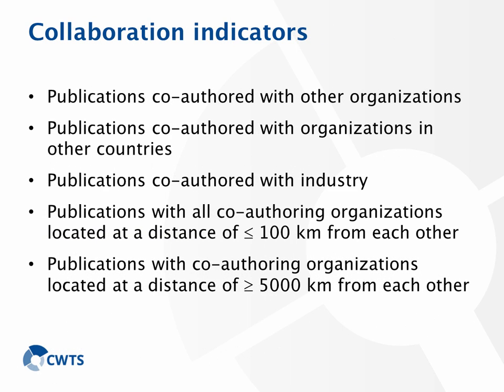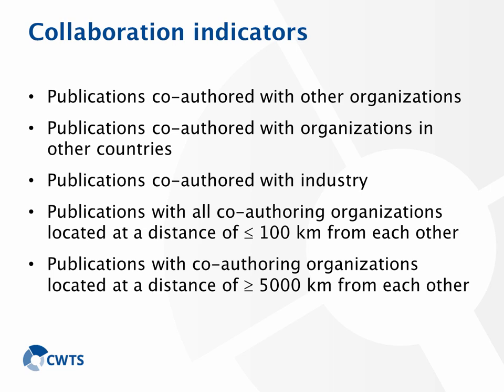We now turn to the collaboration indicators provided in the Leiden ranking. The ranking offers five collaboration indicators, all based on co-authorships of publications. An indicator of inter-organizational collaboration is obtained by counting publications of a university that have been co-authored with other organizations. An indicator of international collaboration is obtained by counting publications of a university that have been co-authored with organizations in other countries. The third indicator is about collaboration with industry. This indicator is based on publications of a university co-authored with industrial partners.